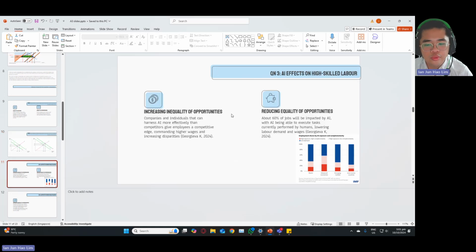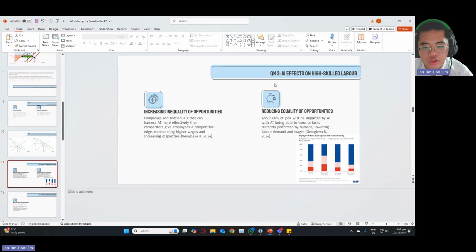Now, firstly, we'll show how AI affects high-skilled labor. AI can increase the inequality of opportunities for high-skilled laborers, as companies and individuals that can harness AI more effectively than competitors give employees a competitive edge and command higher wages, increasing disparities. This may apply to companies that can harness AI better, usually monopolies.